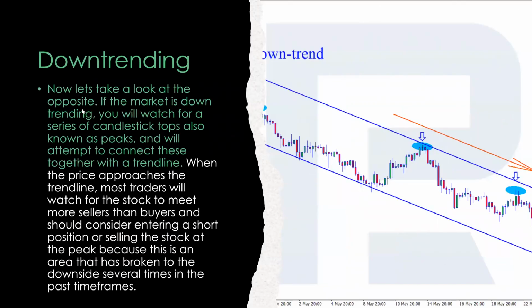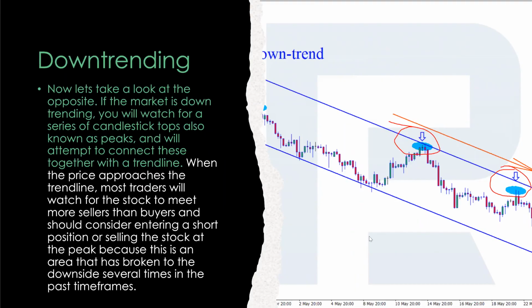Downtrending. Now let's take a look at the opposite. So if the market is downtrending, you're going to watch for a series of candlestick tops, also known as peaks. These peaks here, you see these little guys here. When the price approaches the top of the trend line, most traders will watch for the stock to meet with sellers, more sellers than buyers, and they should consider entering a short position or exiting your longs, calls, whatever.